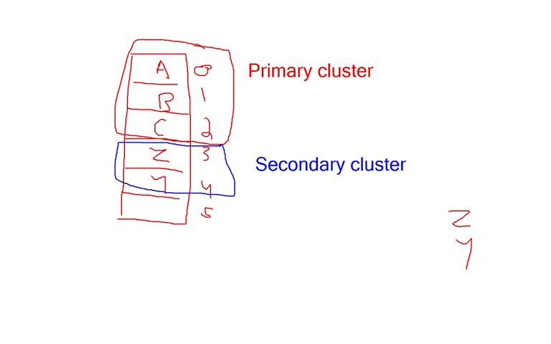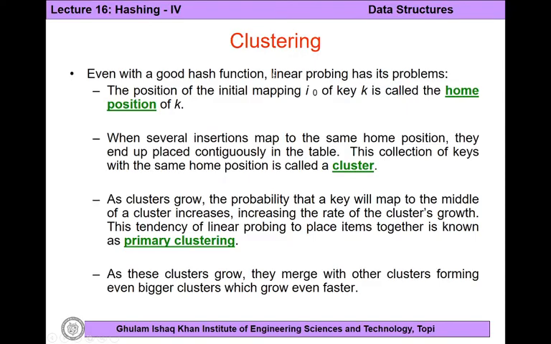So this clustering of keys in the hash table results in a lot of collisions, right? Within the primary cluster there are secondary clusters as well, and as the clusters grow, the problem and chances of collision increase.